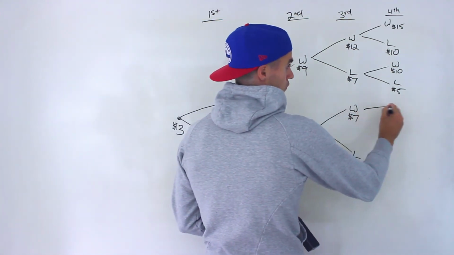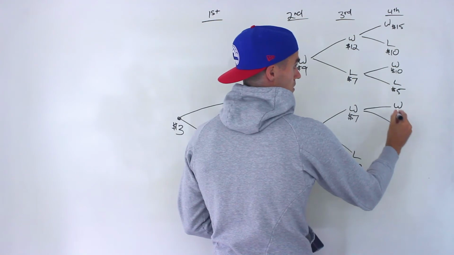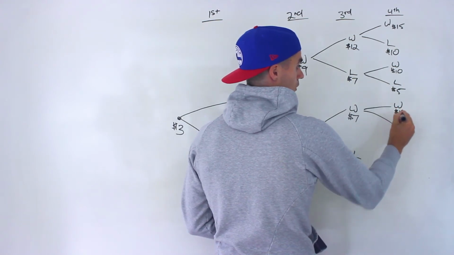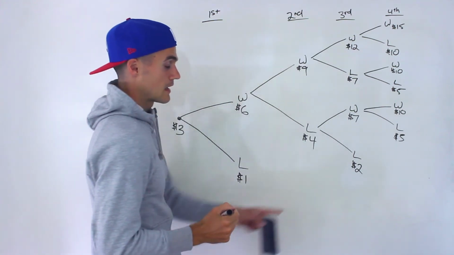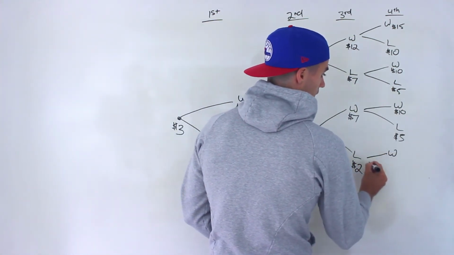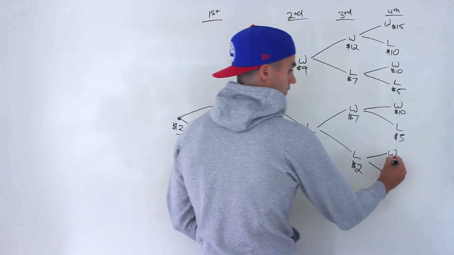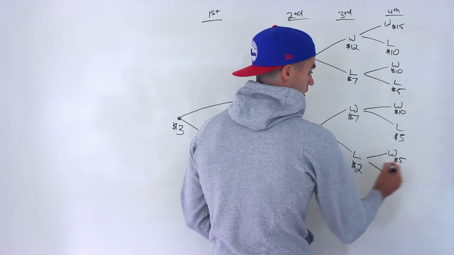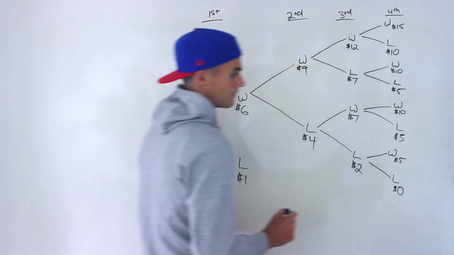And then same thing over here, because this is 7, so win or lose, that would be the same results. $3 profit, 10, or $2 loss, which would be 5. And then over here, you either win or lose. Now, if you win, you make a $3 profit on this, so you'd end up with 5. If you lose the $2, you'd end up with 0, like that.